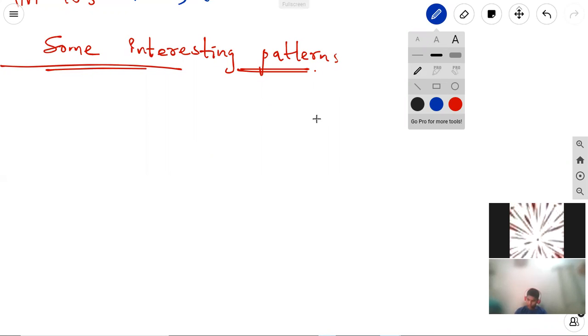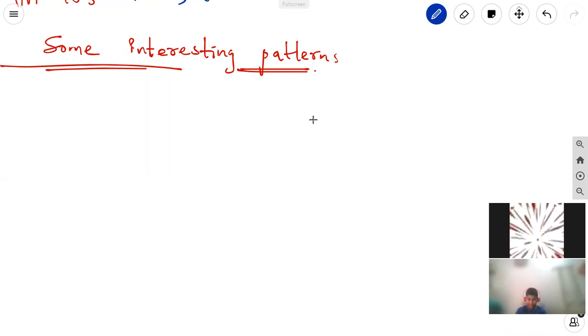Some interesting patterns. Here we are discussing the interesting patterns of cubes. For 1, we get 1, which is equal to 1 cube.